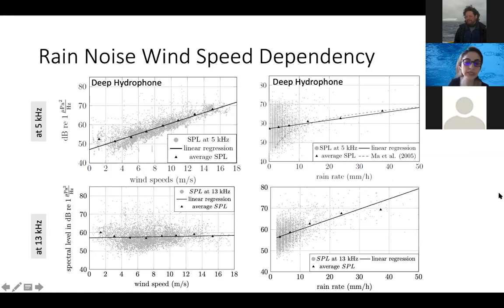So this is a perfect frequency if you want to develop a prediction model, and that's what we are doing right now. If we want to only have one variable and predict what the spectral level in the future will be.